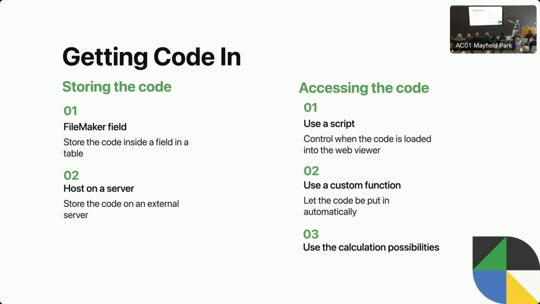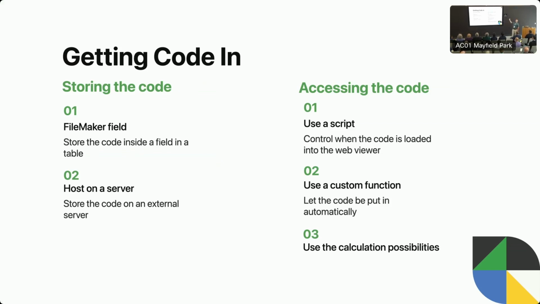The first thing I want to do is store the code. So I'm going to store the code in one of two places. I'm going to store it either in a FileMaker field for now or host it on a server. I say for now because yesterday in the keynote we saw in progress and on the backlog in the community that Claris is trying to figure out a way to allow us to put code into a special place inside of the Draco engine, so we don't have to rely on a field. But for now, I'm going to store it in a field or I'm going to host it on a server.